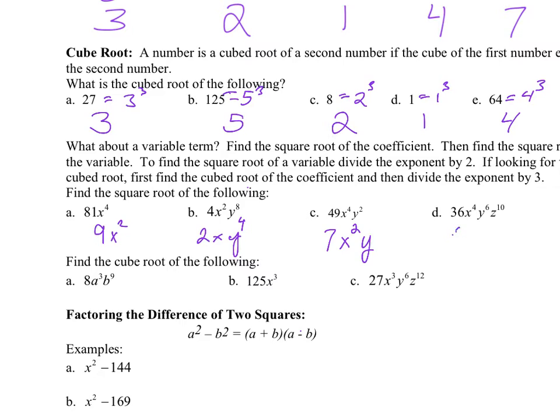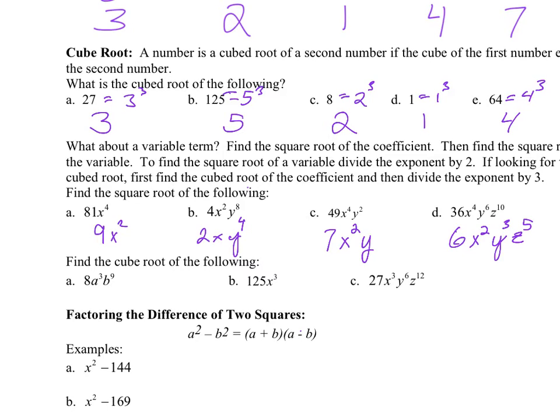The square root of 36 is 6. Half of 4 is 2. Half of 6 is 3. Half of 10 is 5. So the square root of 36 x to the 4th y to the 6th z to the 10th is 6x squared y cubed z to the 5th.